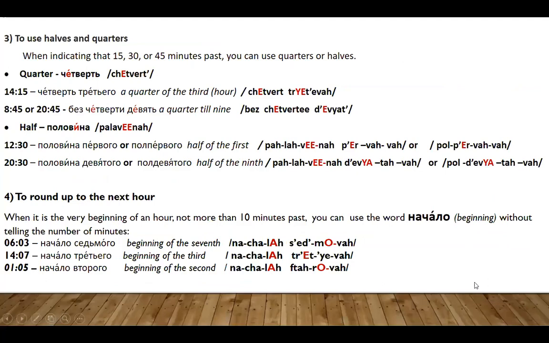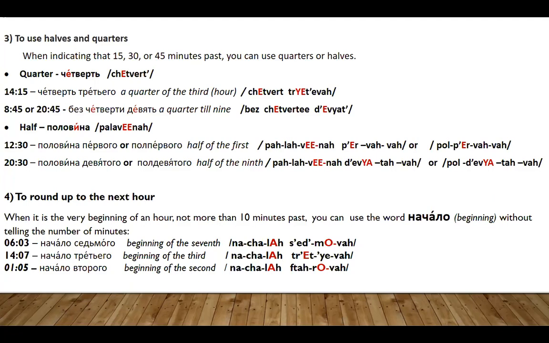Number 3, the third way to say time. We can use halves and quarters. So when we indicate that 15, 30, or 45 minutes passed, we can use quarters or halves. Quarter in Russian is четверть, which means 1/4 of an hour. Четверть is 1/4 of something. So четверть is a quarter, 1/4 of an hour.